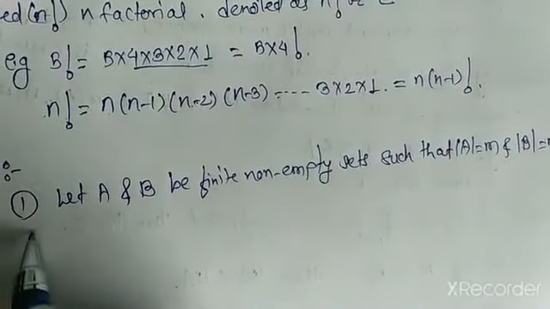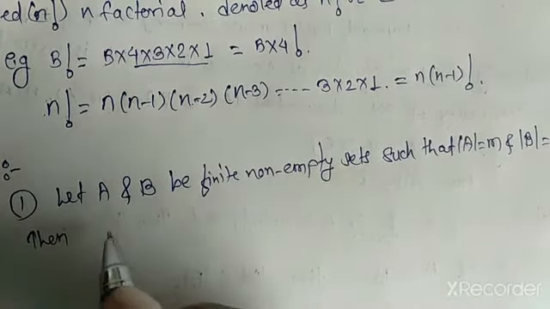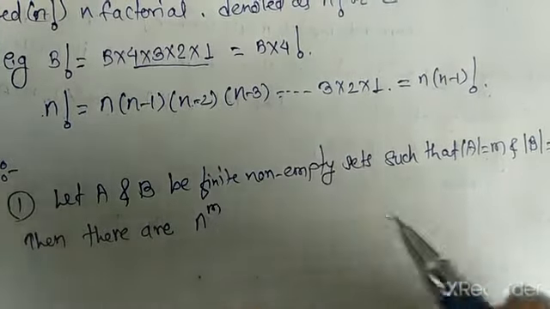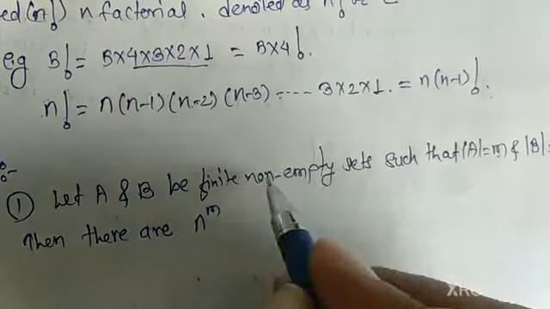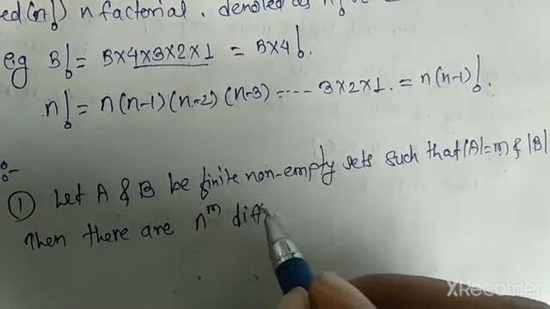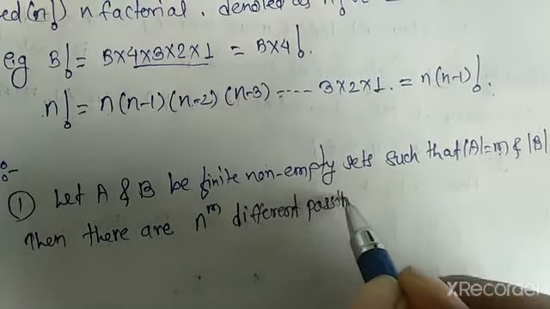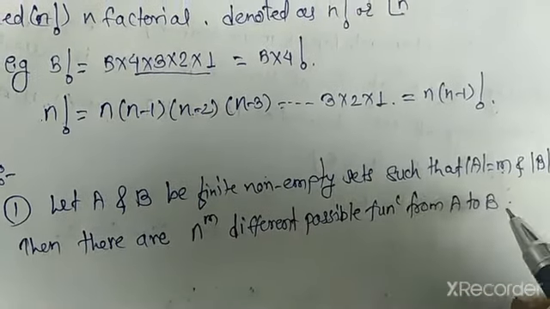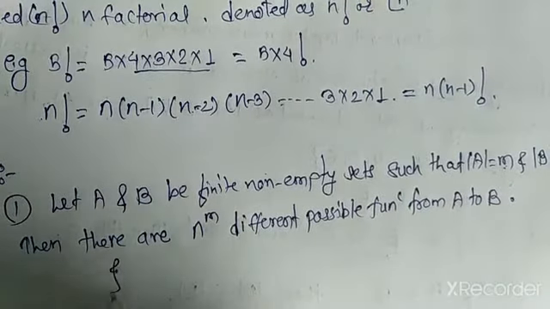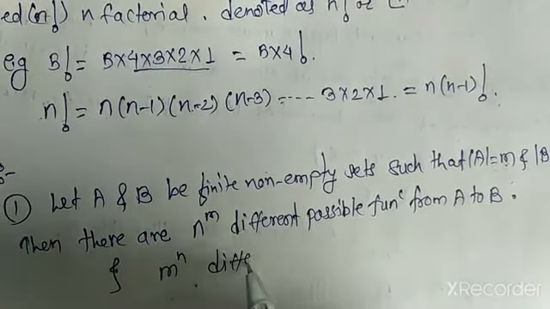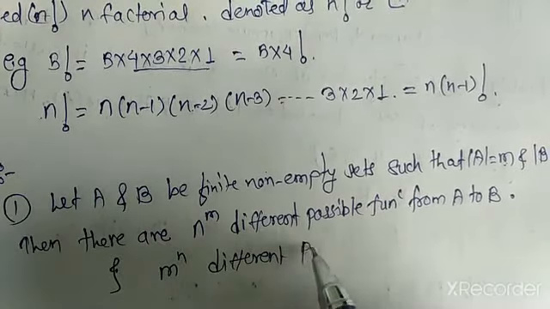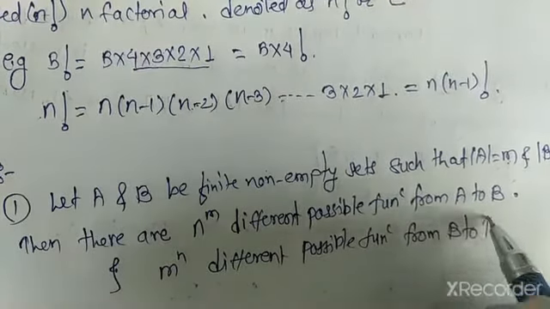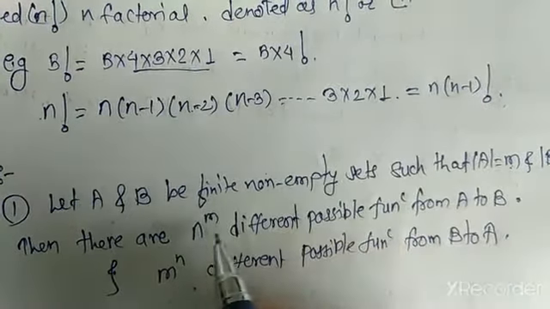Then there are n raised to m different possible functions from A to B, and m raised to n different possible functions from B to A. So from B to A it will be m raised to n, and from A to B it is n raised to m.